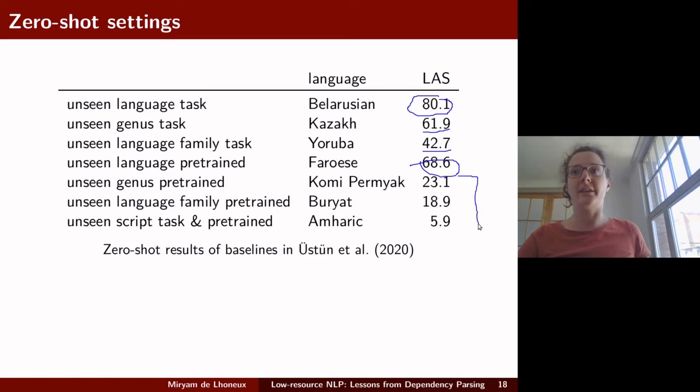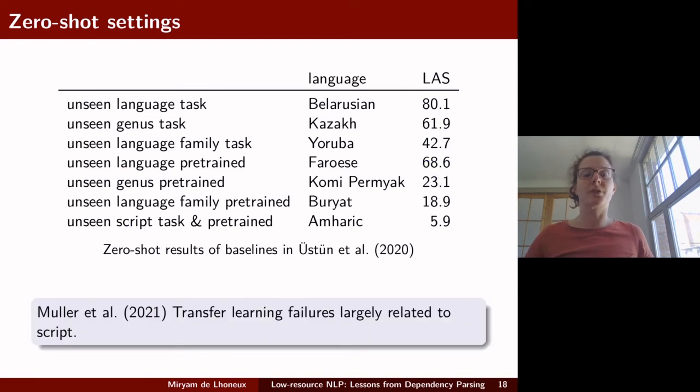And now we're getting into problematic territory. So if we have not seen the genus or the language family, neither in treebank data nor in language modeling data, then the performance is really poor, and not seeing the script really leads to catastrophic results, which should not be surprising. What do we really expect from trying zero-shot parsing on an unseen script? And another study that I cite here has found that transfer learning failures can be largely related to script, and they saw that transliteration can mitigate this problem.